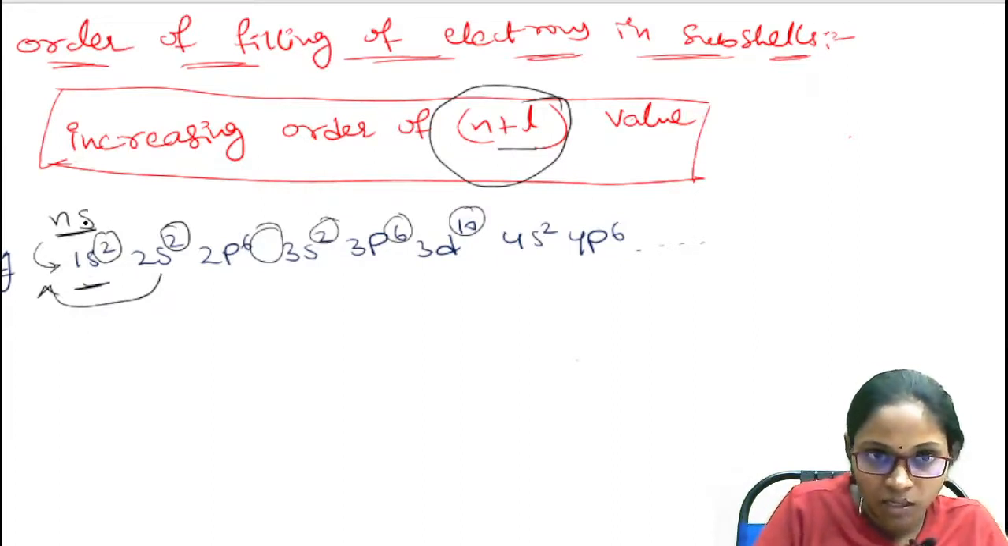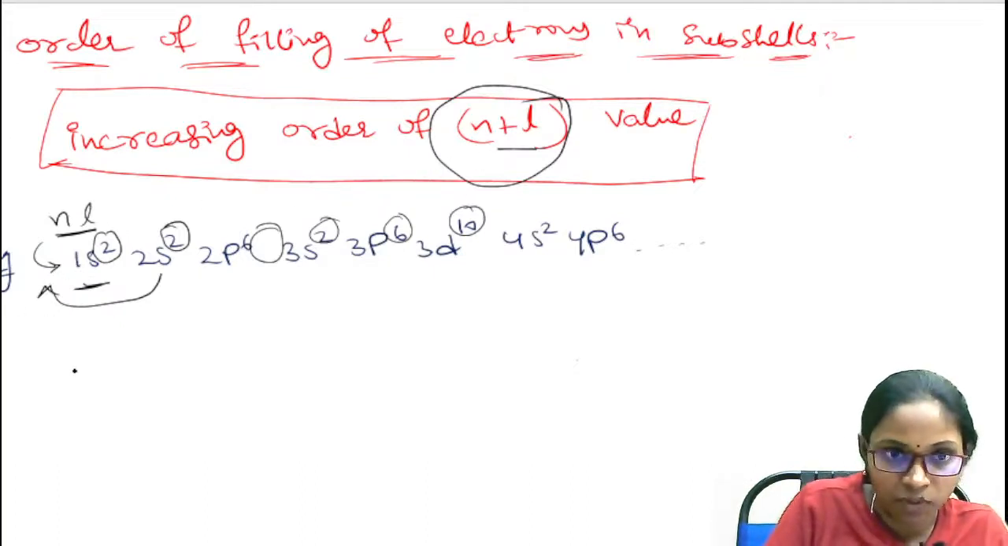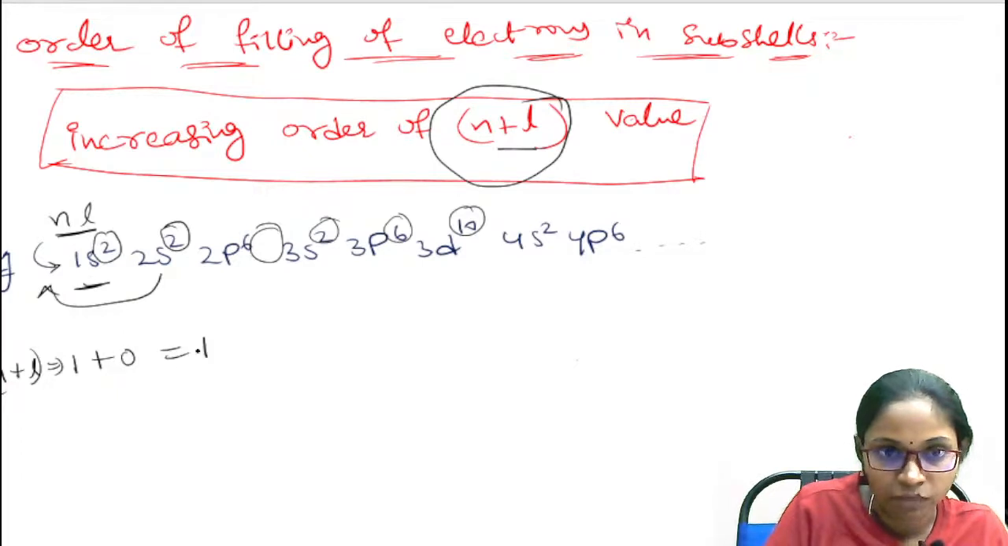Let's see, we should take the ns representation and the nl representation and do n+l. So here n is 1. Let's look at the n+l values. n is 1, s means what is the value of l for s? It is 0, therefore we have 1.